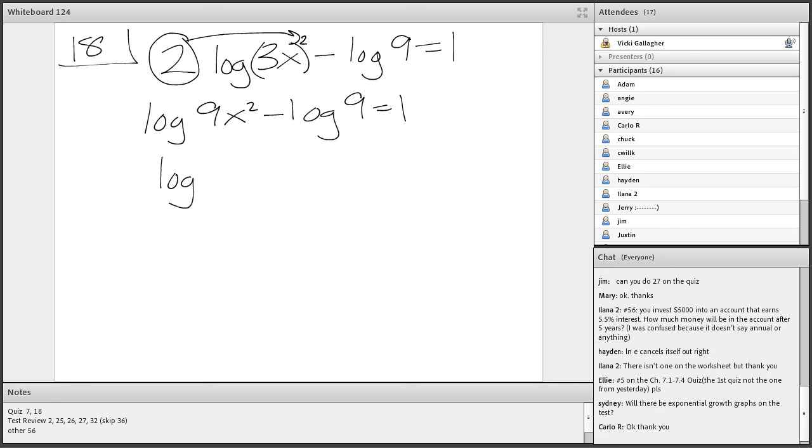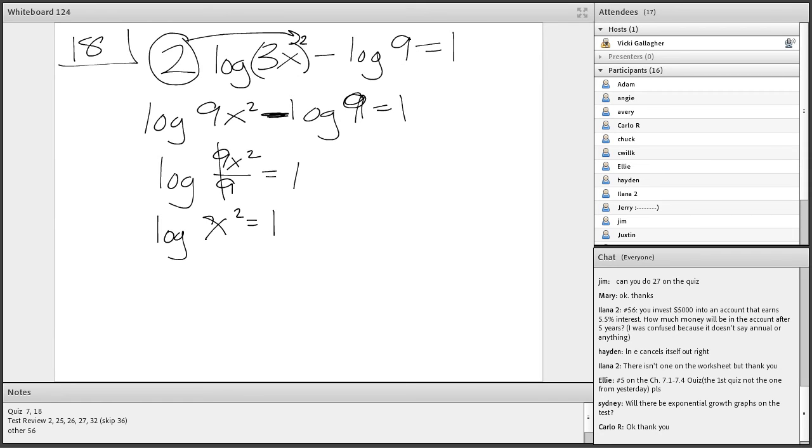Because they are being subtracted, I would expect this to be a fraction. I'm going to put the 9x squared on top, and since this 9 came after the subtraction sign, I'm going to put that on the bottom. Still equals 1, still has the word log. The 9s, we can cross those out right now too if we want. 9 divided by 9 is 1. And at this point, I'm ready to do the wheel.